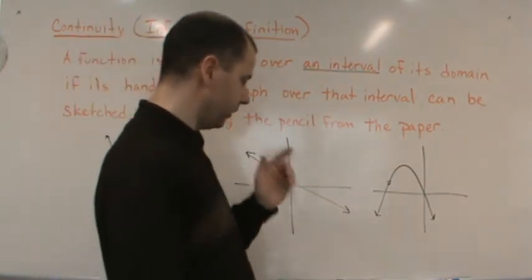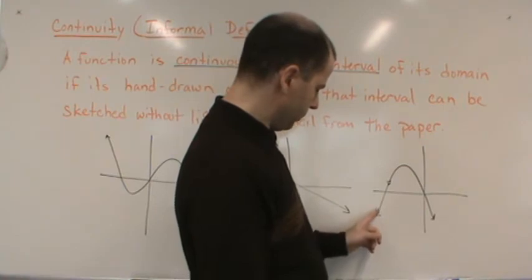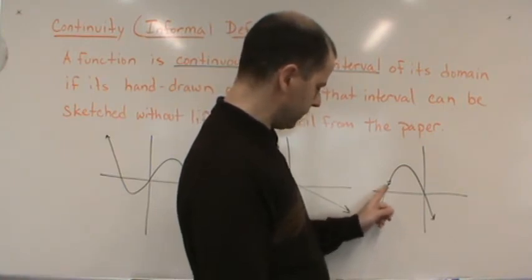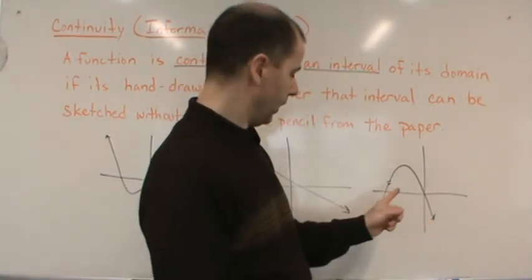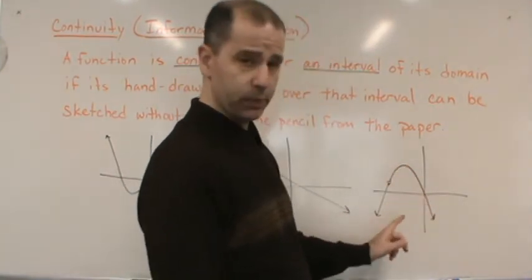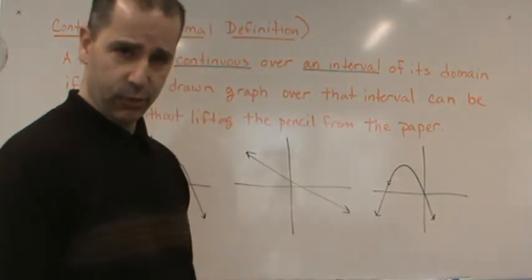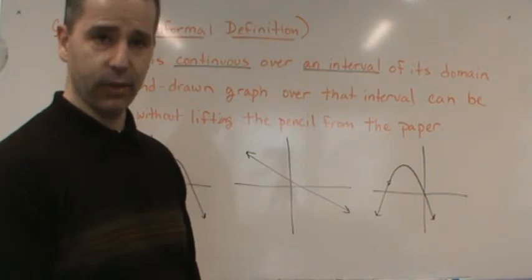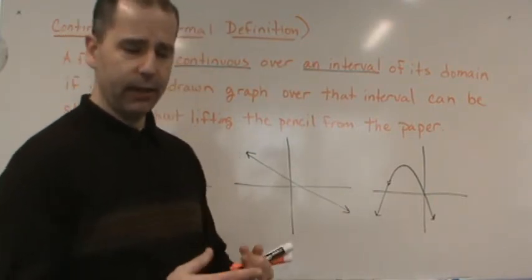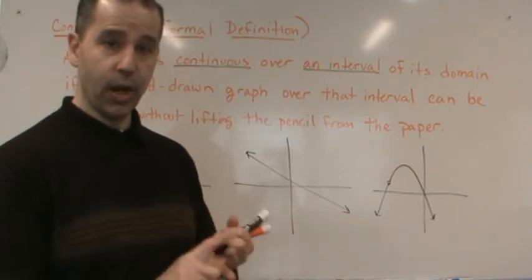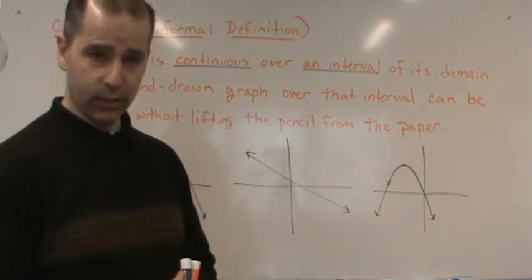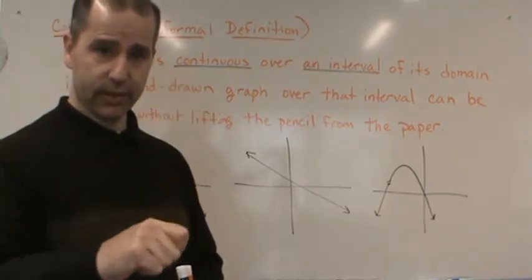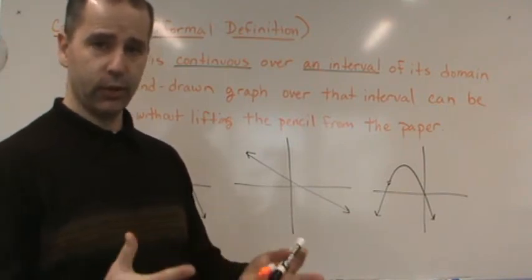Now this one here, you can take your pencil and trace this graph up to this point where there's a hole in the graph. At this point you would have to jump over the hole, thus lifting your pencil off the paper, and then continue on. So this would be an example of a discontinuous function, or a function that is not continuous. If there are any holes, any jumps, any breaks, then we would say that it's not continuous. But if you can trace the graph without ever lifting your pencil off the paper, then you have a continuous function.